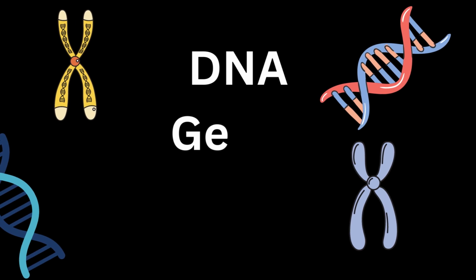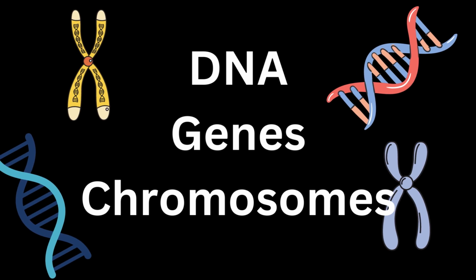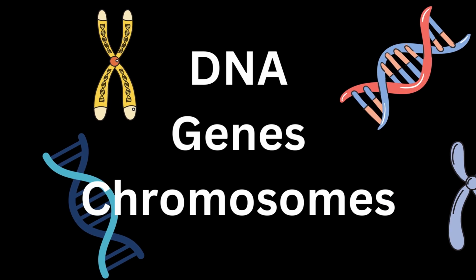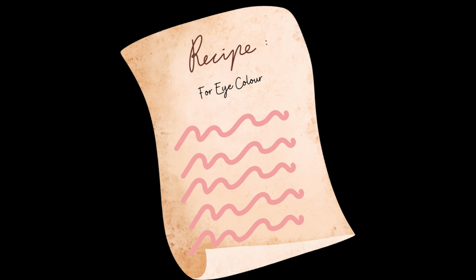Hello everybody. In this video, we are going to understand the difference between a DNA molecule, a gene, and a chromosome. A gene is like a recipe that will help code one dish. Dish over here means one trait. So we have genes for eye color that will help determine the color of the eye of an individual. So a gene is like one recipe for one dish.